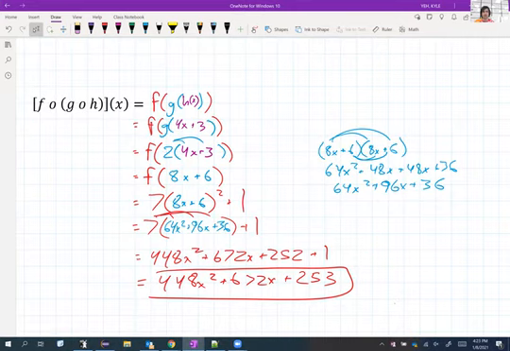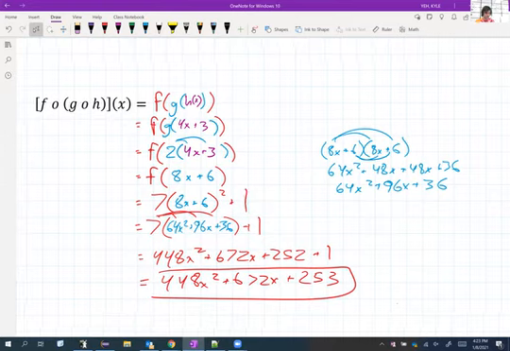But start in the middle. We figured out what h of x was. Then we figured out what g of that was. Then we figured out what f of that was. And the numbers got big, but the process stayed the same. And that's what I want you to really see. All right.